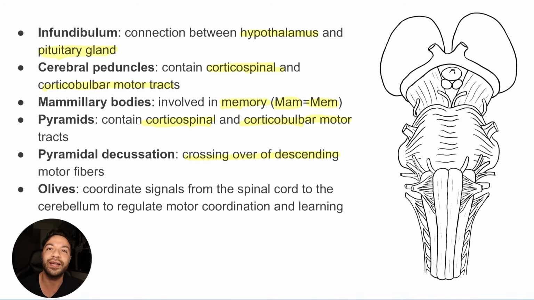And then finally, we have our olive, which houses the olivary nucleus, which coordinates signals from the spinal cord to the cerebellum, and this is to regulate motor coordination and learning.